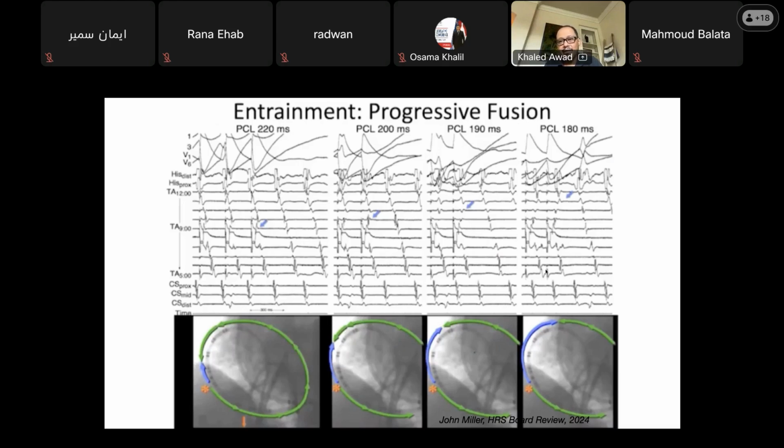So if we pace faster, that means we're pacing earlier. We're getting earlier and earlier and earlier. So we have more atrial tissue to capture before the tachycardia comes back. And that's why that zone of fusion moves as we pace faster. And that means that the activation on the halo catheter also changes based on how early we paced.